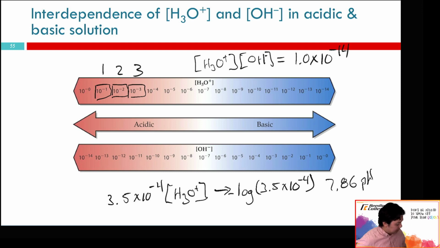So you can see things do get a little bit, oh wait, I'm sorry, I did the natural log. 3.5 e negative 4. Okay, that doesn't seem right. And it wasn't right. So we'll do two significant figures. So 3.6 would be our pH.